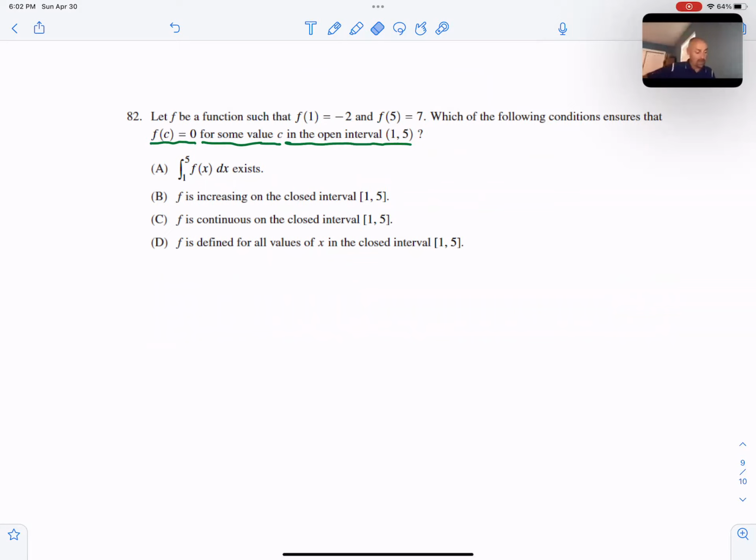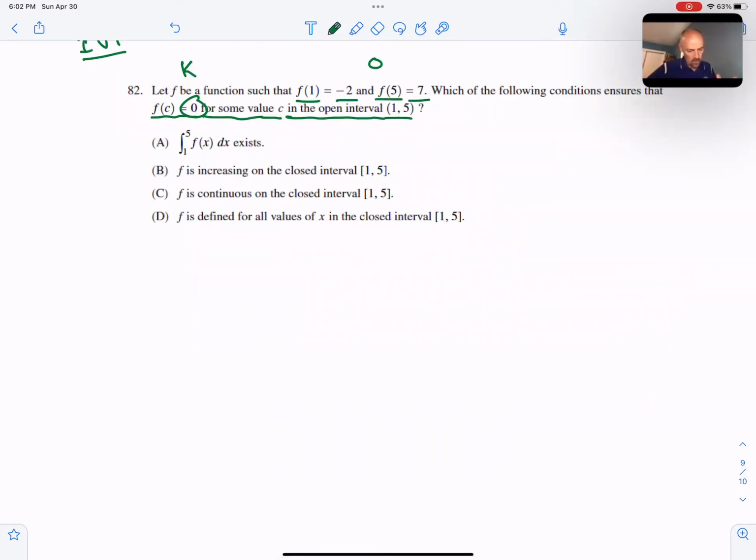So really, we've got the endpoints. This is kind of like our f of a and our f of b. And 0 is our k value. And is k in between that, -2 and 7? Sure is. And so, yep, this is IVT.